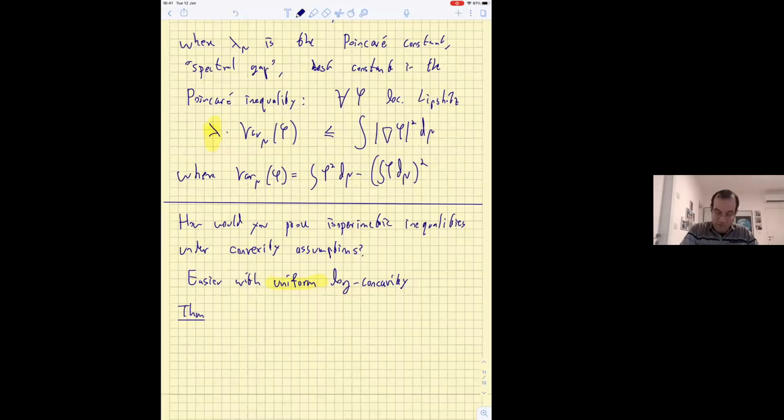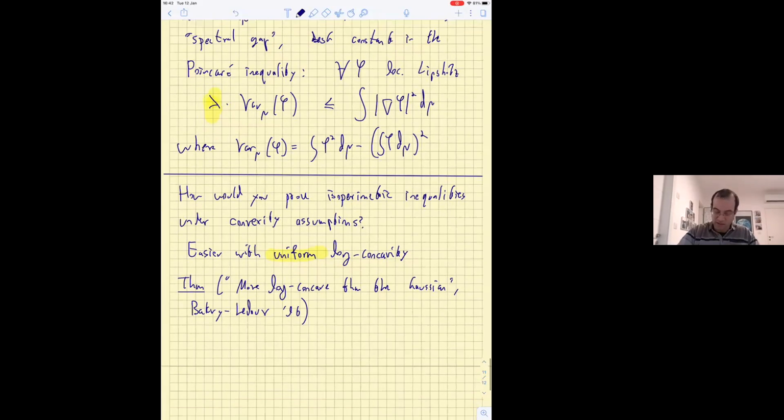If you're more log concave than the Gaussian, maybe I'll return to this connection with June Neiman's lectures. More log concave than the Gaussian. So this theorem appears, I think, first in Bourgain-Ledoux in '96. But you can say it's related to this Levy-Gromov isoperimetric inequality from 1980.